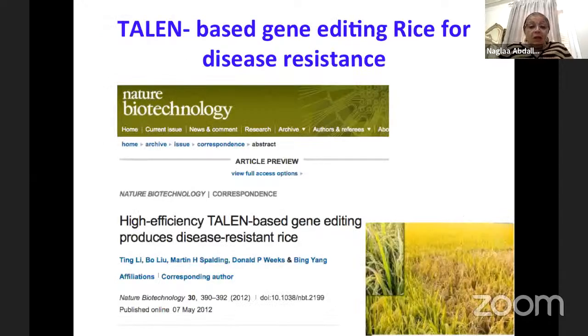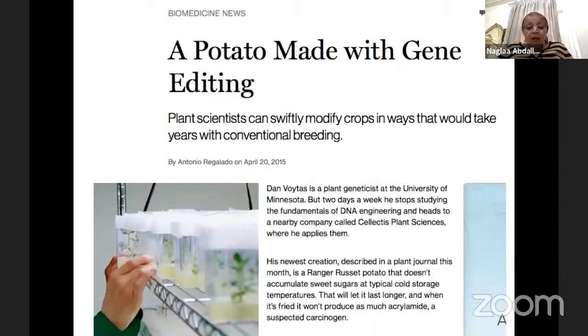So is there an edited plant in the field? Yes, we have. For example, in 2012, we had an edited plant, but it was by TALEN-based editing for disease resistance. We also have a potato plant with less acrylamide, so it's less browning, and it was already produced in 2015.